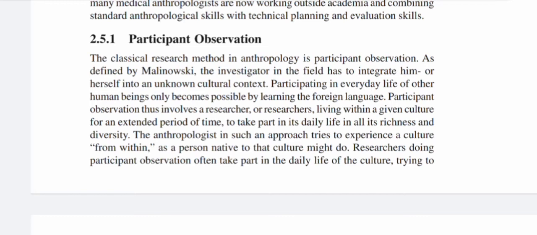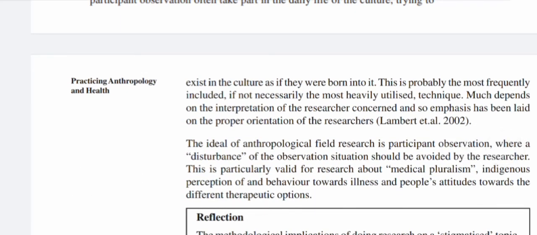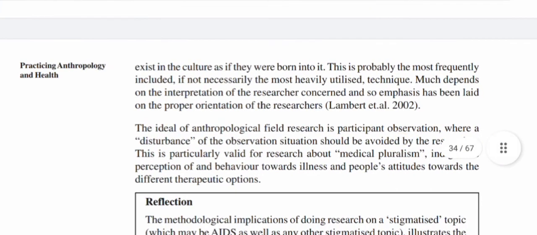The anthropologist in such an approach tries to experience a culture from within, as a person native to that culture might do. Researchers doing participant observation often take part in the daily life of the culture, trying to exist in the culture as if they were born into it. This is probably the most frequently included, if not necessarily the most heavily utilized, technique. Much depends on the interpretation of the researcher concerned, and so emphasis has been laid on the proper orientation of the researchers. Lambert et al.